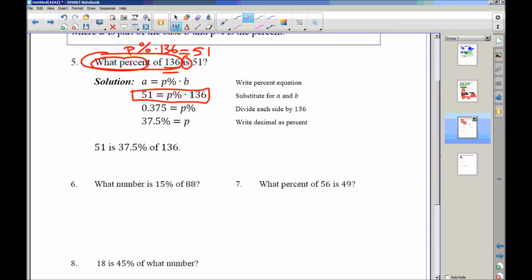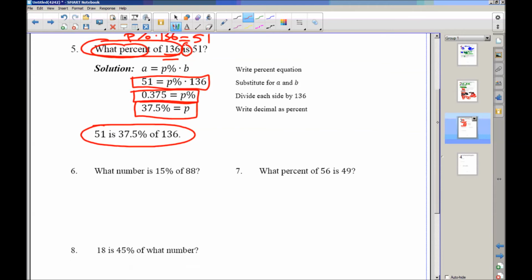So here we got 51 is P% of 136. Divide both sides by 136, and we get 0.375 is P%. We don't want our percentage written as a decimal, so we just move the decimal place 2 spots, and we find out that the P is 37.5%. Okay? All right, then we have our sentence answer. 51 is 37.5% of 136.